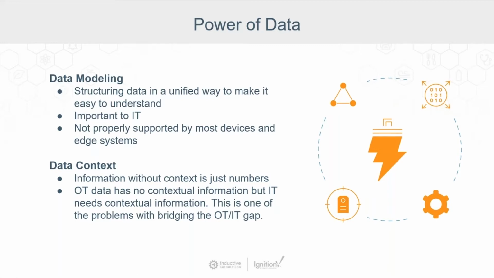We have to be able to define our data models from OT that we can bring all the way through our business and into higher-level systems. We also need to provide context to that data. Why? Because information without context is just numbers. OT data has no contextual information typically from the devices themselves, but all of the domain experts have that information, and we need to be able to provide that information in one location so that IT can have the information and business systems can have the information and automatically discover that.